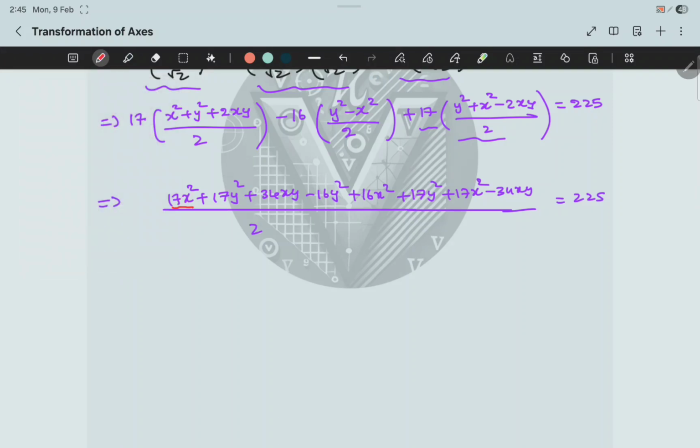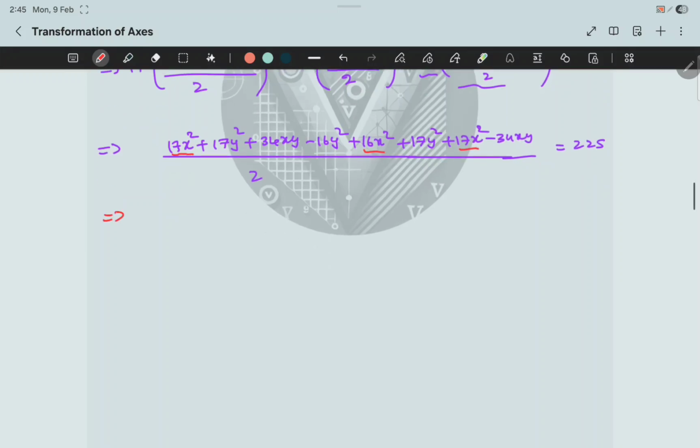Now how many x square terms are there? 3. We have 1 term here, 2 terms here, and 3 terms here. So 17 plus 17 is 34. 17 plus 17 is 34. 34 plus 16, I think it is 50x square. Now we will see the xy terms. We have plus 34xy here and minus 34xy here, so that gets cancelled.